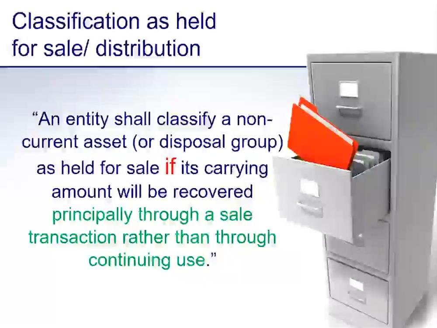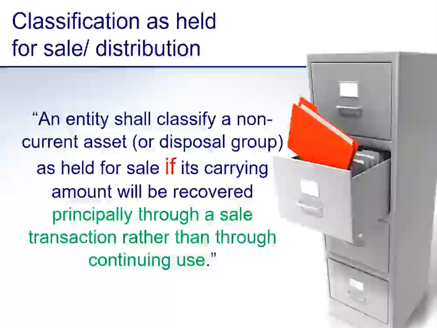With regard to the classification of a non-current asset as held for sale or held for distribution, IFRS 5 categorically states that an entity shall classify a non-current asset or a disposal group as held for sale if its carrying amount will be recovered principally through a sale transaction rather than through use. So I've taken the decision at this point that I would like to dispose of an asset that I've got, and to realize some cash out of that particular transaction.